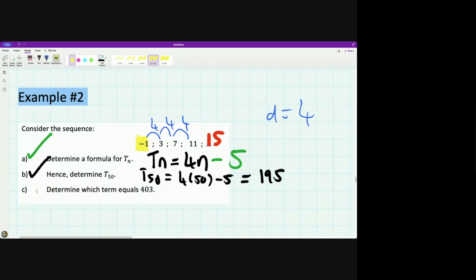Now, the last question is a bit different. Can anybody tell me how it's different? Like, how does it look different? I don't think we've done a question like this. Can you give me some tips? Like, can I still use my formula? Where do I put the 403? That's what I'm going to ask you. Where there's this, it says which term is equal to 403. So tell me, where do I put the 403?